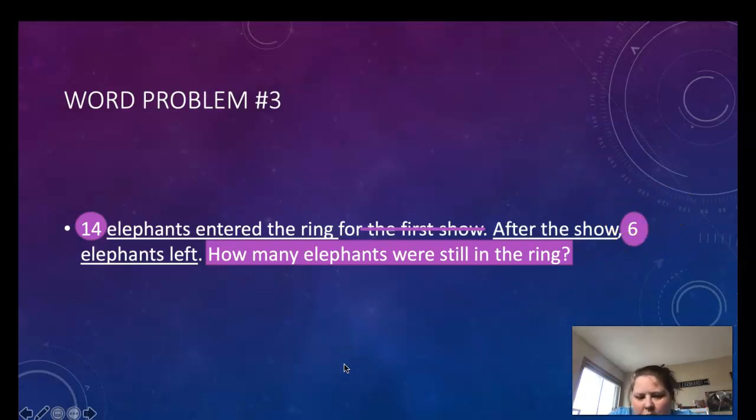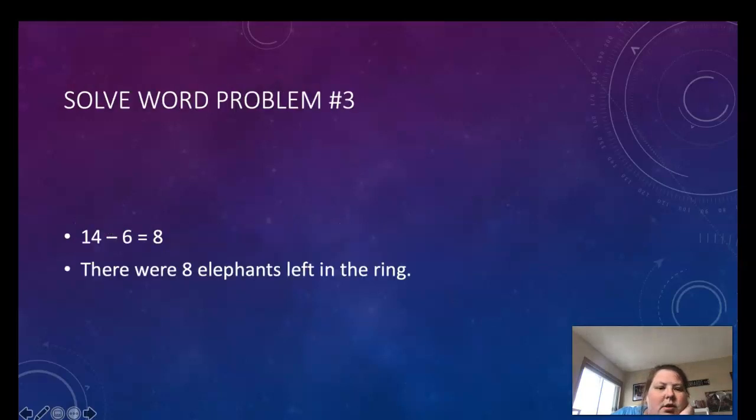We're going to underline the important words or action words. So we got elephants entered the ring at the start. And after the show, there were only 6 elephants left. We're going to box in our question. So how many elephants were still in the ring? We're going to eliminate the unnecessary information. So "at the first show." And we're going to solve and check.